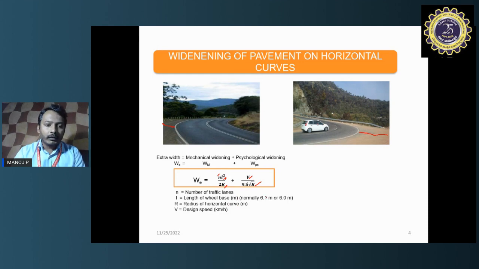Normally the value of L will not be given. It is assumed that the value of L is 6.1 meter to 6.0 meter. This is nothing but the length of the wheelbase.